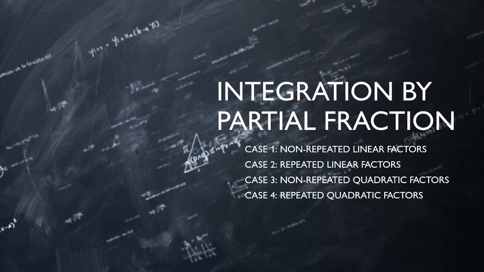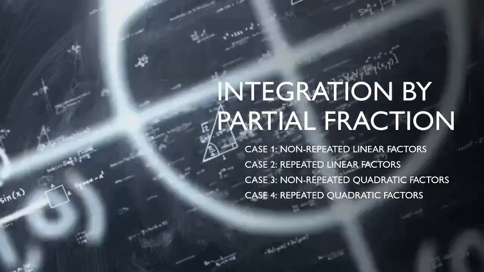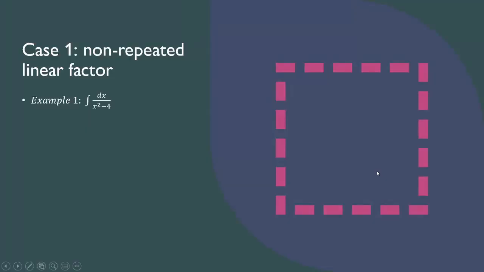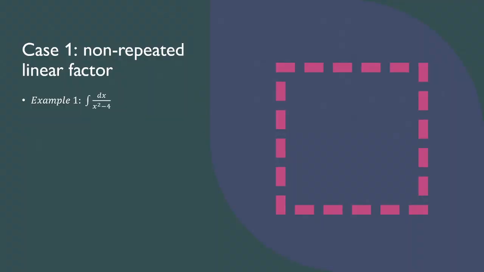Good day everyone. Today we will be talking about integration by partial fraction, cases 1 and 2 only. Actually there are 4 cases. We have non-repeated linear factors, repeated linear factors, and we also have non-repeating and repeating quadratic factors. So for case 1, we have what we call a non-repeated linear factor. So what does this basically mean?